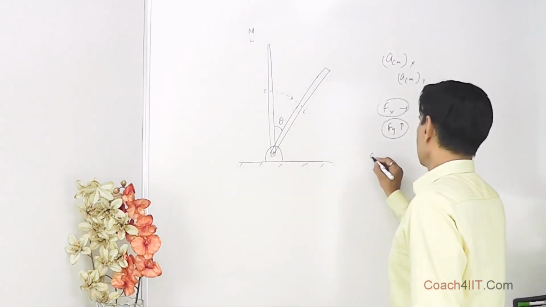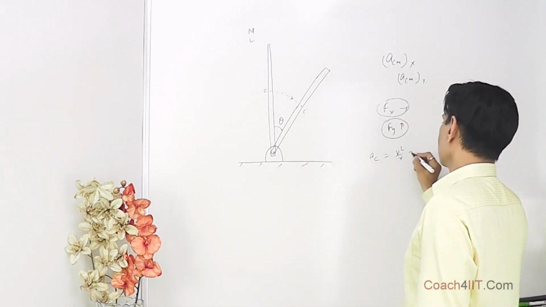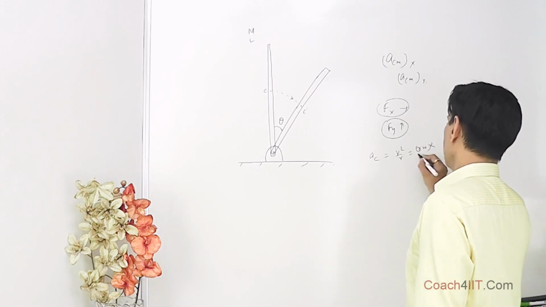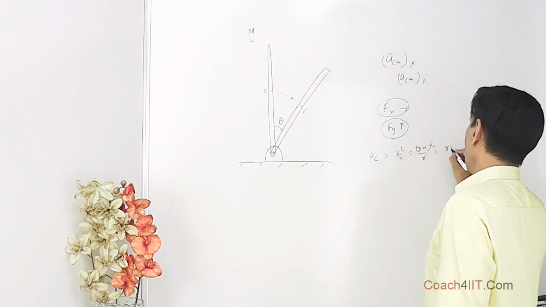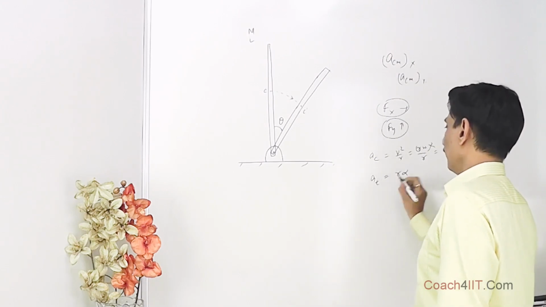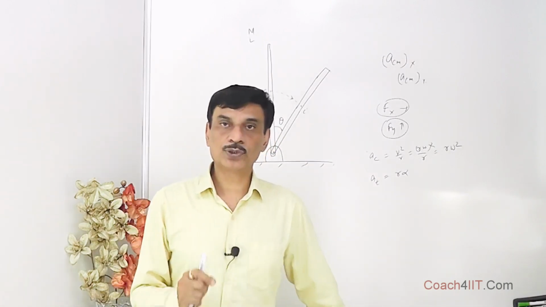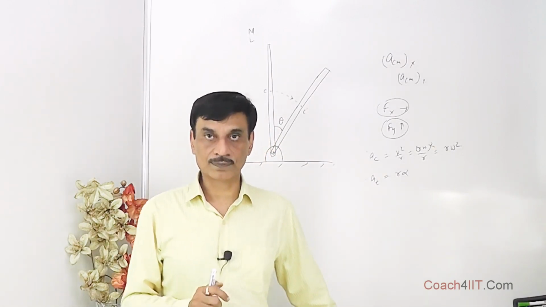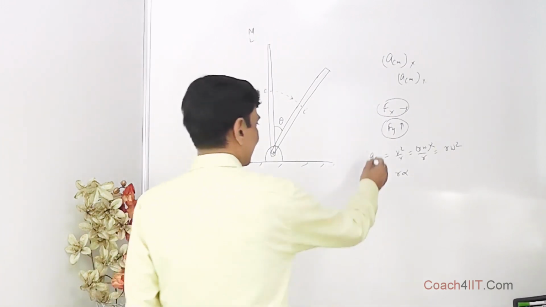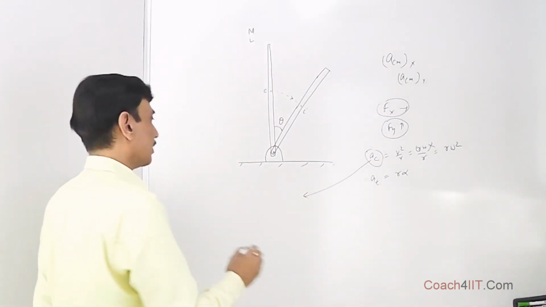One is centripetal acceleration, which you know is v square upon r, where v is equal to r omega. So r omega square upon r, that is r omega square. And apart from this, a tangential is going to be r alpha. So we have these two accelerations if the motion is non-uniform circular motion. How do you find a centripetal? This a centripetal was found using the energy conservation principle.